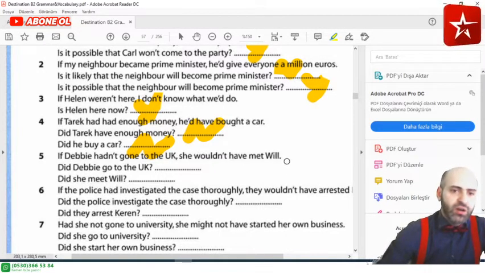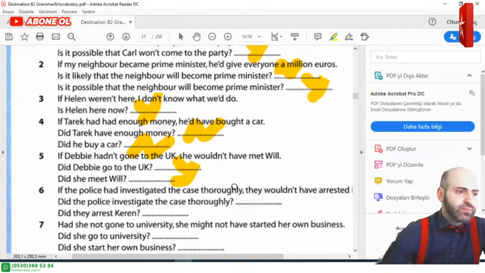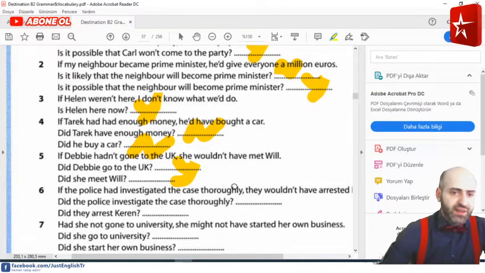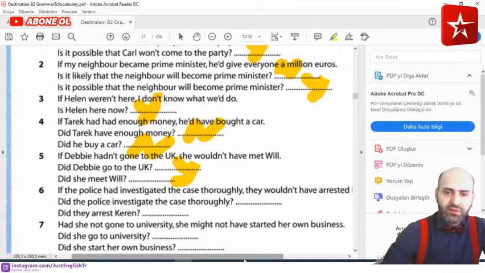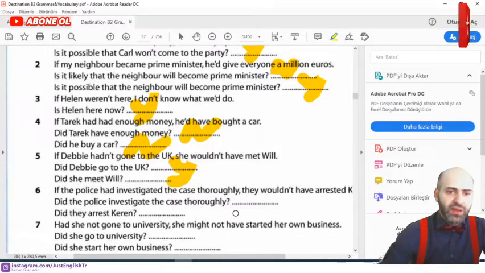True, guys, you are correct. It is yes and yes for both of them, okay? Let's see question number 6. If the police had investigated the case thoroughly, they would not have arrested Karen. Did the police investigate the case thoroughly and did they arrest Karen?